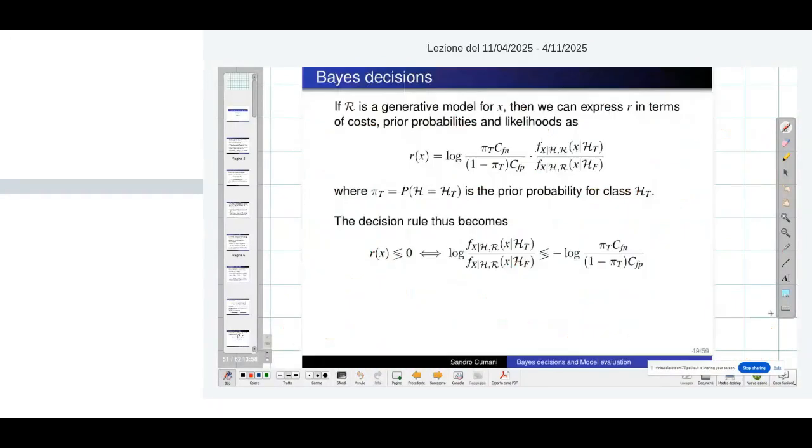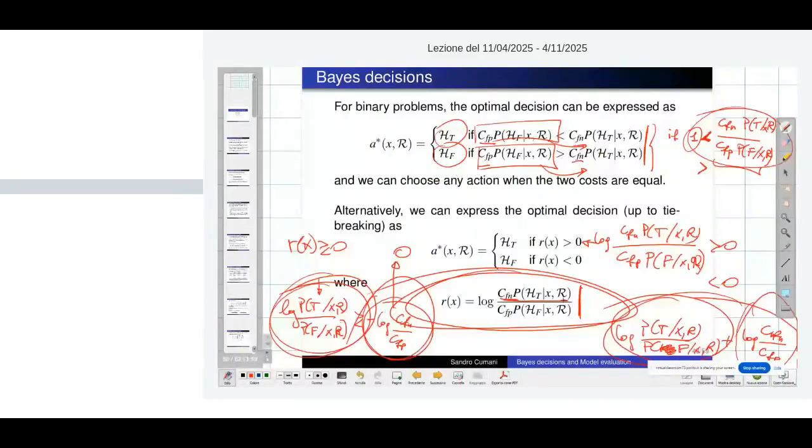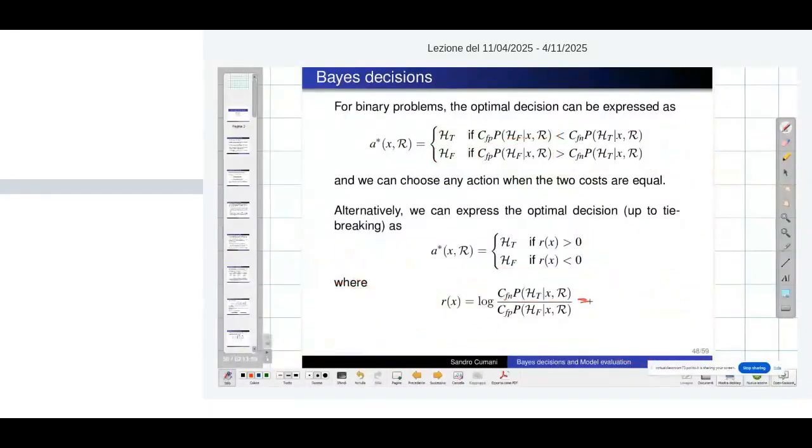But if you want, we can do it starting again from the definition of the ratio. We write what the ratio is: cost of false negative times posterior probability. So we just rewrite this as cost of false negatives times class conditional for class true times prior for class true divided by the marginal, but the marginal simplifies, so I'm not writing it.